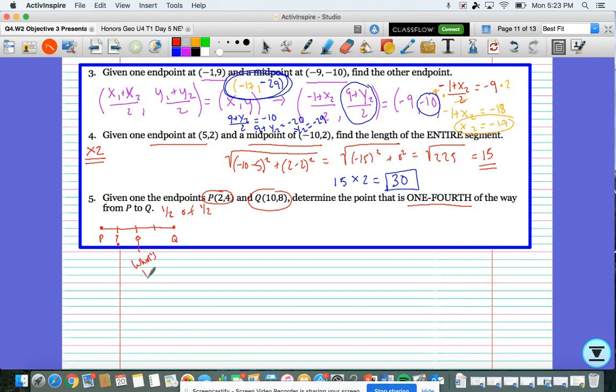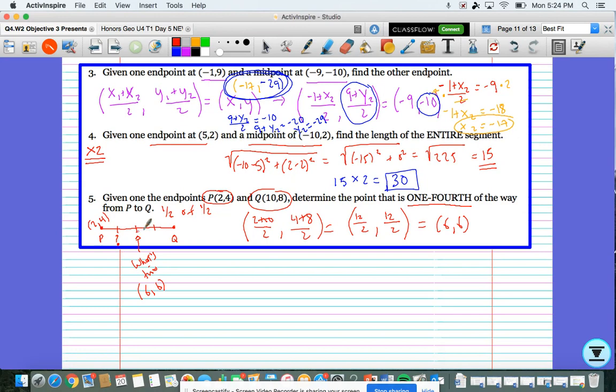What's the midpoint of PQ? Well, 2 plus 10 divided by 2, and 4 plus 8 divided by 2, is going to be 12 divided by 2 and also 12 divided by 2. So you're going to have 6, 6. This point right here is 6, 6. What was P? 2, 4.